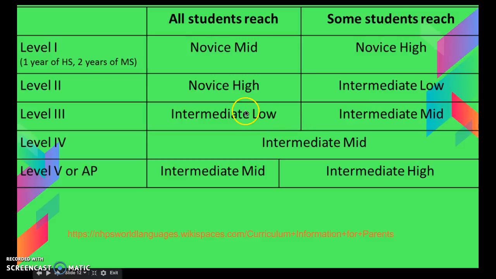At the end of level 3, all of the students should be at intermediate low. Some will be at the intermediate mid-level. And then if you notice for level 4 or 5 or AP, they're going to be at that intermediate mid. It's really hard to get past this level. That's the one that takes the most additional learning, or being in a country where you're surrounded by native speakers. It's hardest to move out of this level.